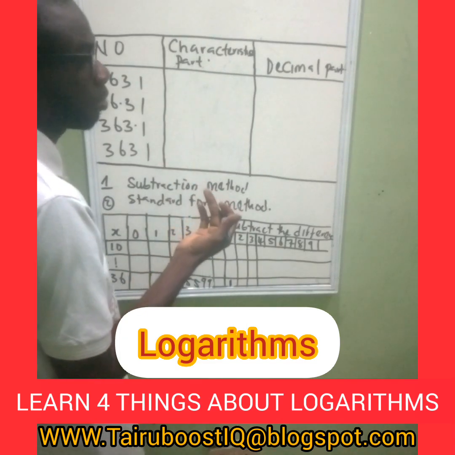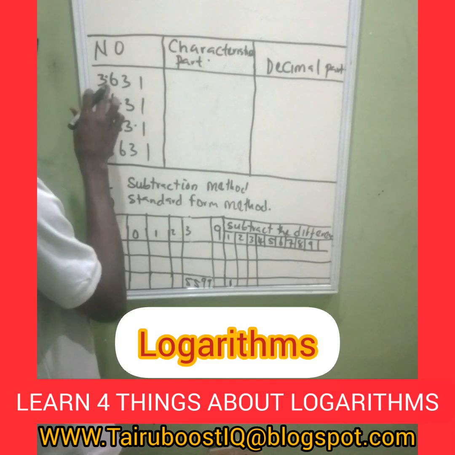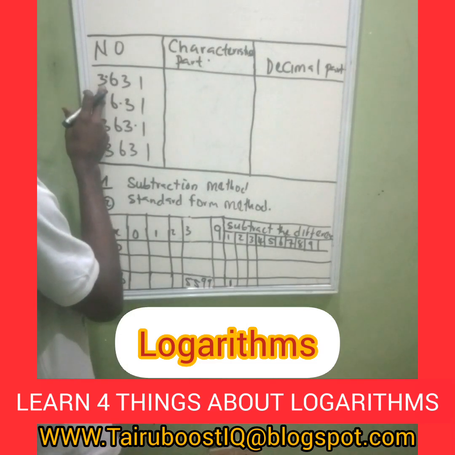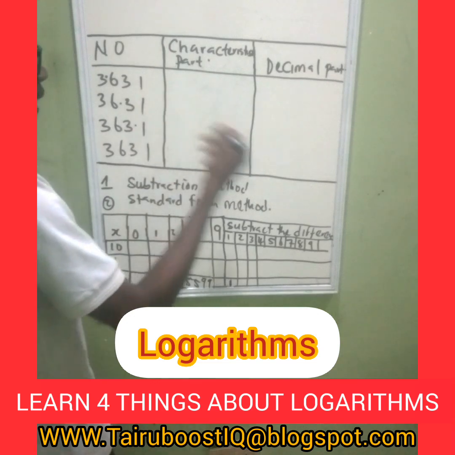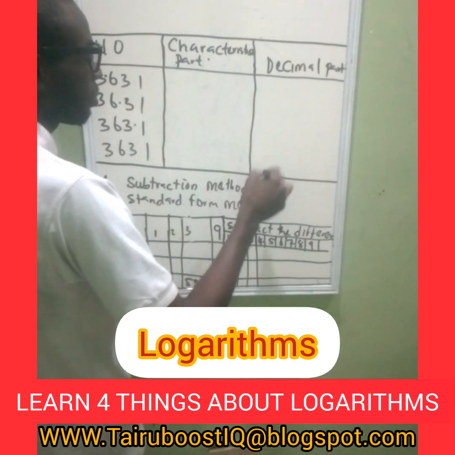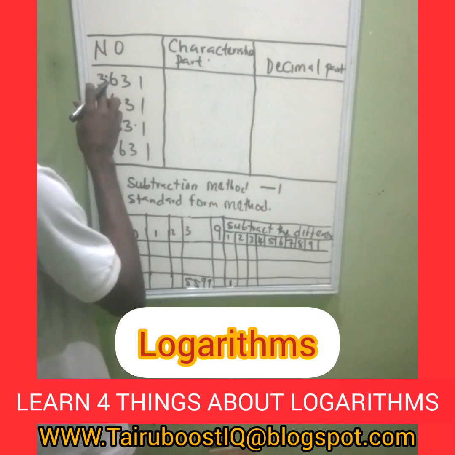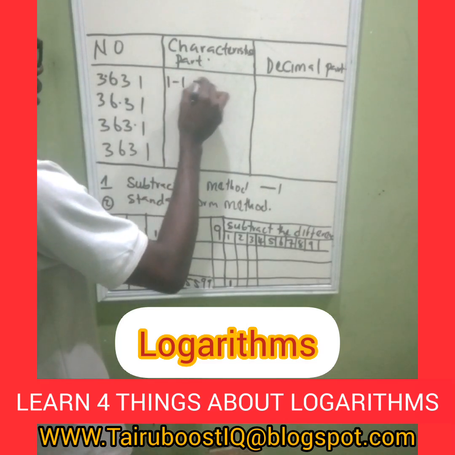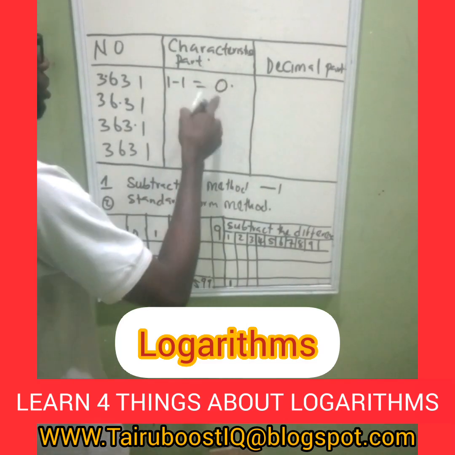How do we use the subtraction method? When you see we have 3.631, it means that here we have one digit. You always take minus 1. In the subtraction method, we are expected to minus 1 from the number of digits. So here is one digit, we are going to say 1 minus 1. That means the characteristic part of this number is 0.